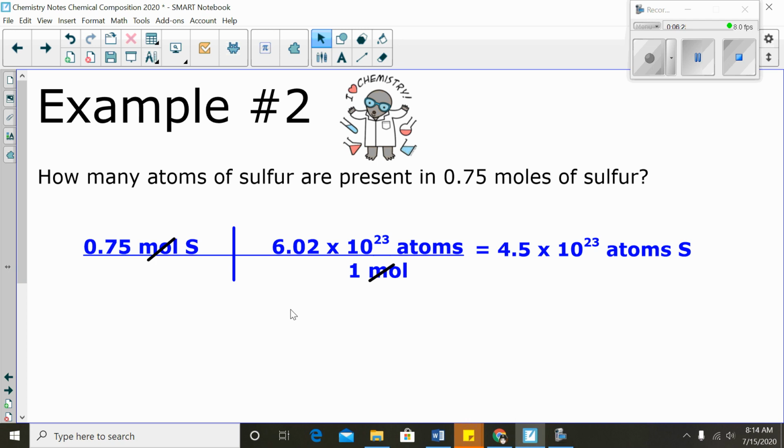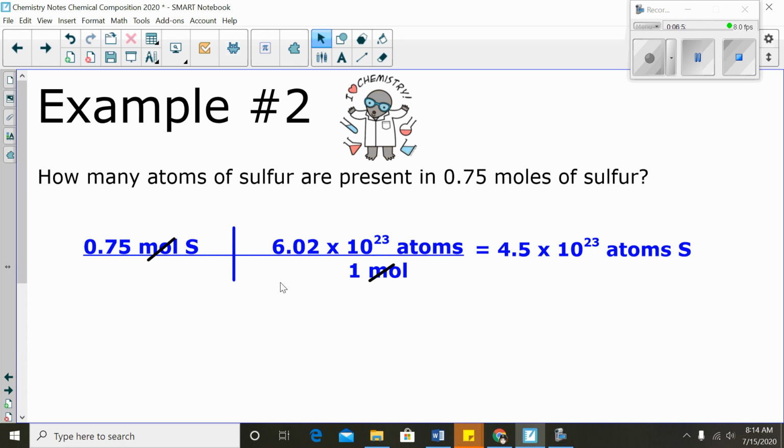But let's prove it. So again, we're going to start with what was provided in the problem, which was 0.75 moles of sulfur. And here's our conversion factor. 1 mole is 6.02 times 10 to the 23rd atoms. Now, why was 1 mole put on the bottom of the t-square? Because I'm trying to eliminate moles and solve for atoms. So the 6.02 times 10 to the 23rd atoms will be on the top.